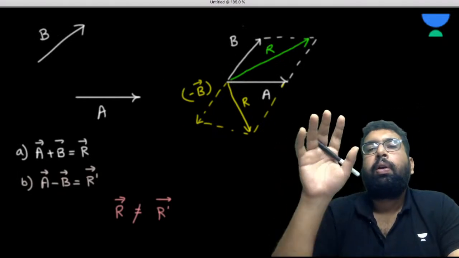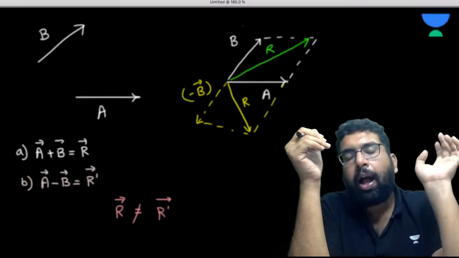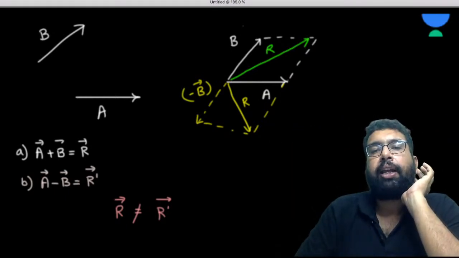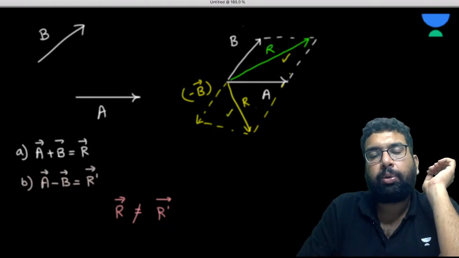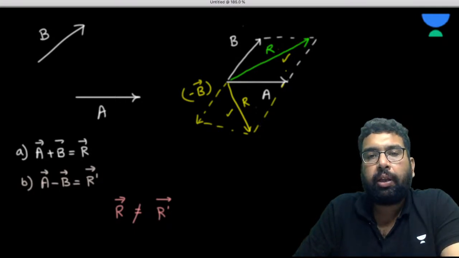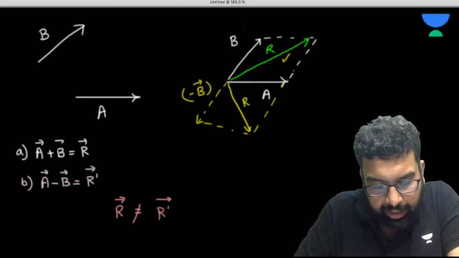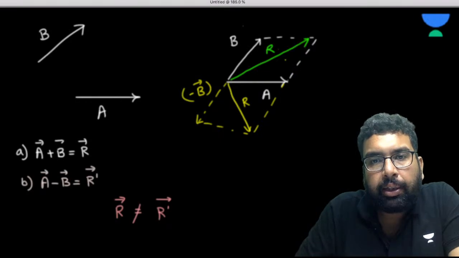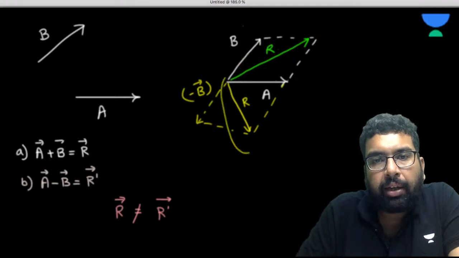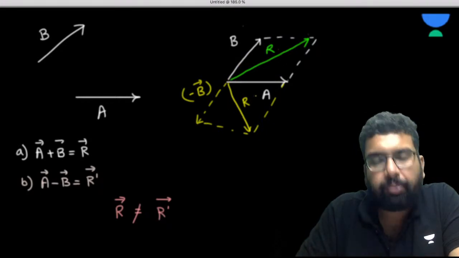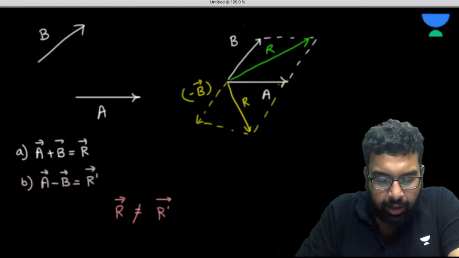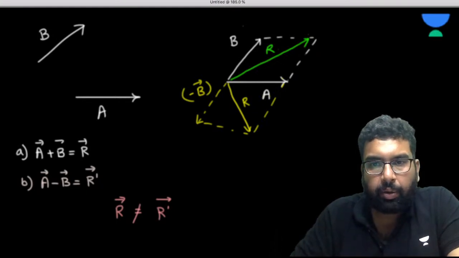Are you referring to this? This R is A plus B, and the resultant of A minus B is this. So this is not anti-parallel if you are referring to this. This is the resultant of vector A plus B combined, and this is the resultant of vector A minus B combined. These are not anti-parallel. I think I'm not getting your question right.